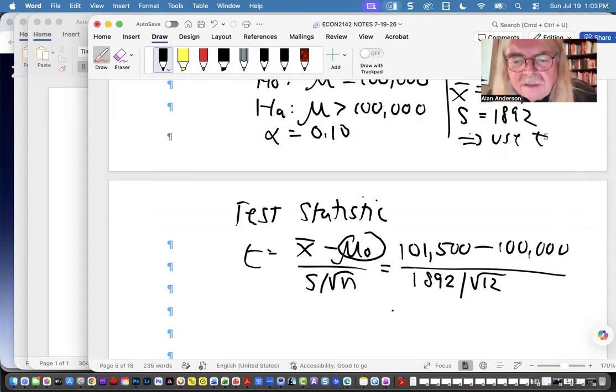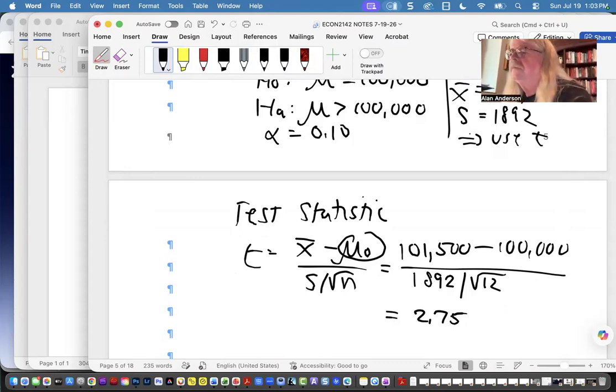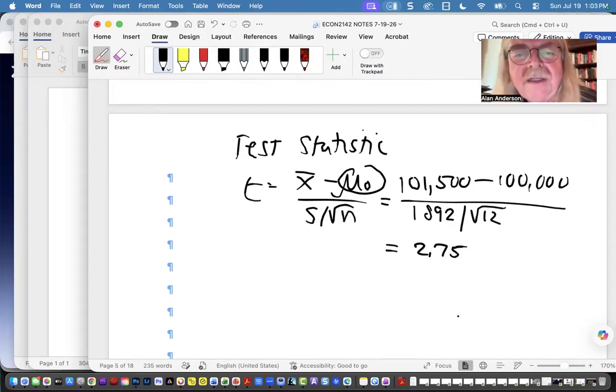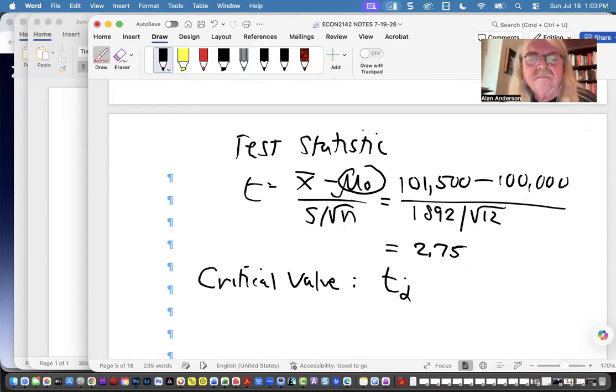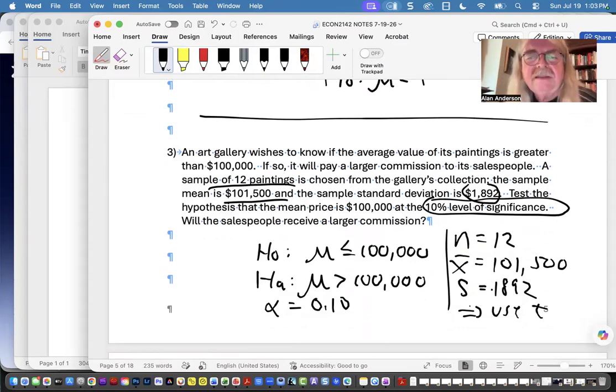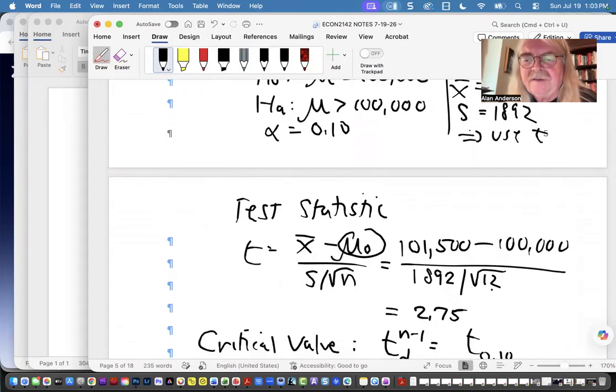I have approximately 2.75. Yeah, that's right. Very good. Just wanted to make sure I didn't make a typo like last time. All right, now the critical value, there's only one this time because it's a right-tailed test. But don't forget the alpha is 0.10. We don't see that very often, so be careful with it. And then n minus 1 is 11.